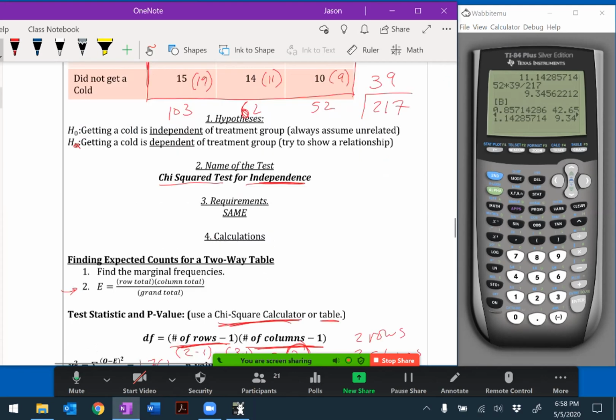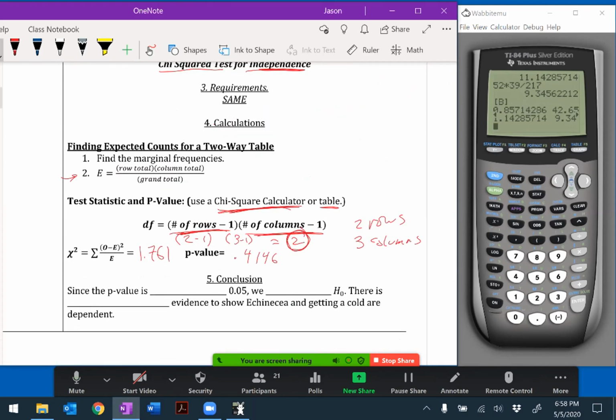Okay, so what does this tell me? This tells me that since the p-value 0.4146 is greater than 0.05, we fail to reject H0. There is insufficient evidence to show that echinacea and getting a cold are dependent. Okay, so we can throw out the whole echinacea thing.